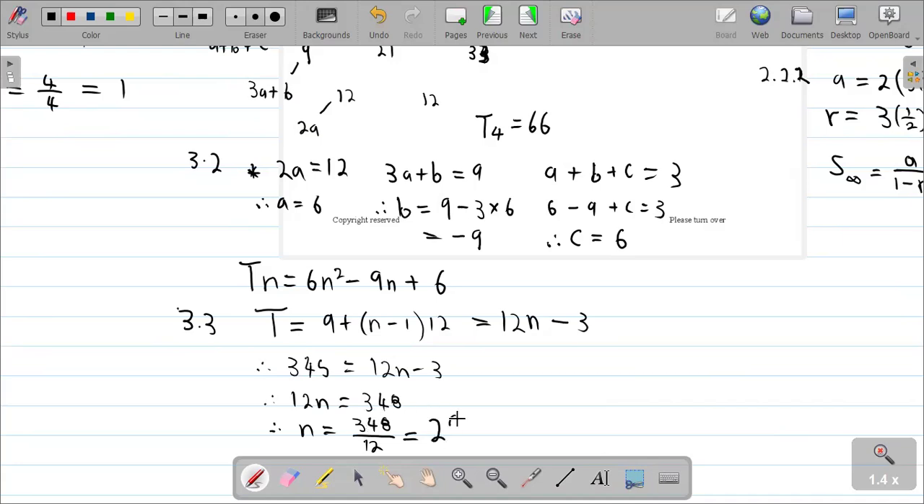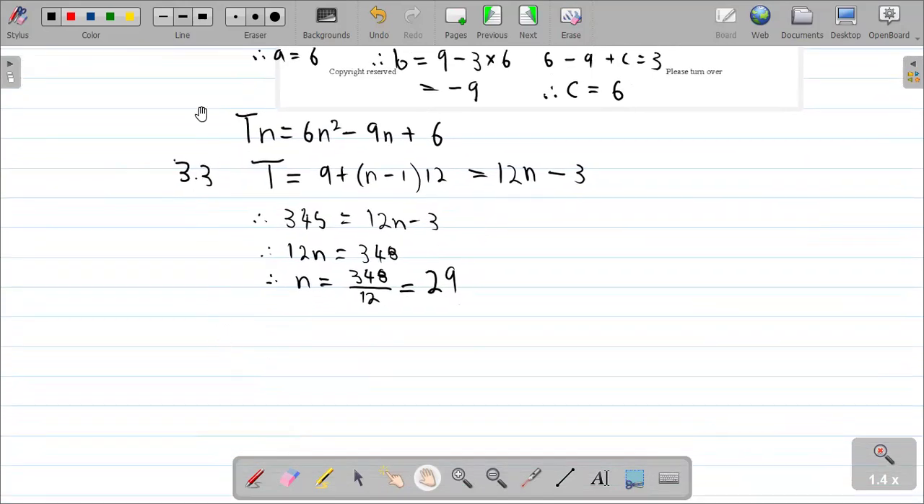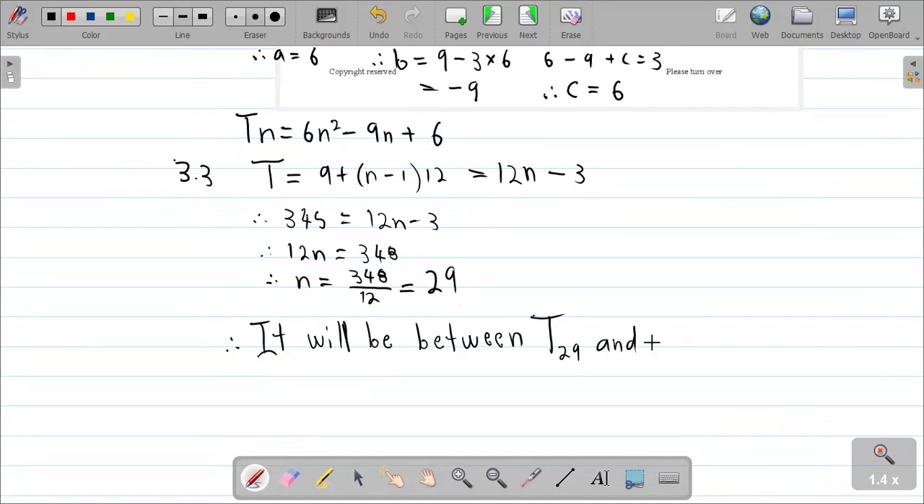Equals to 29. Okay. So it means that therefore it will be between T29 and T30. Yes, it will be between T29 and T30.